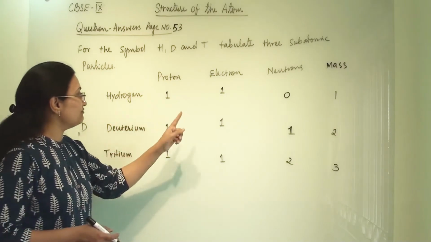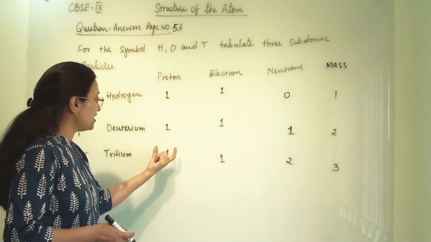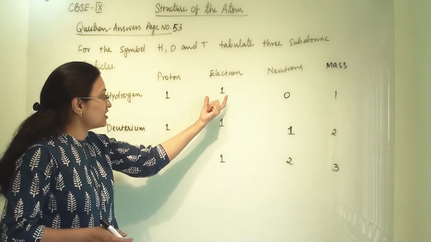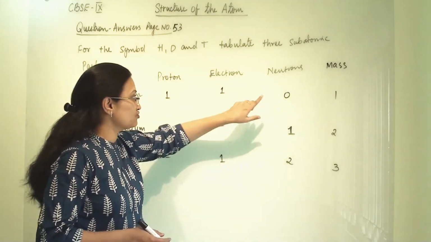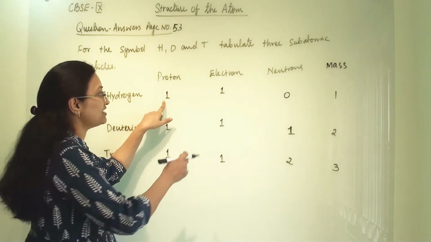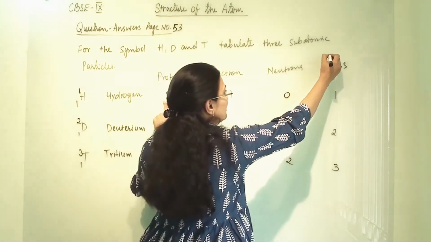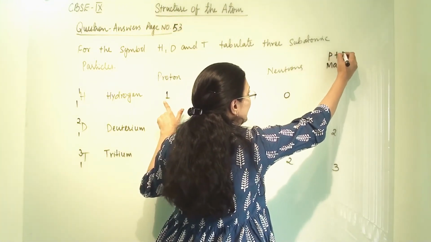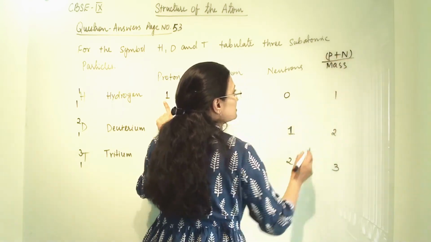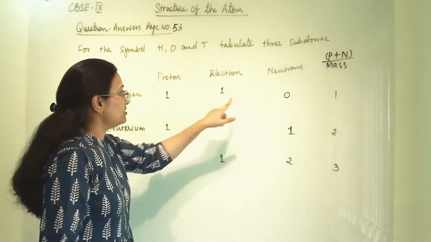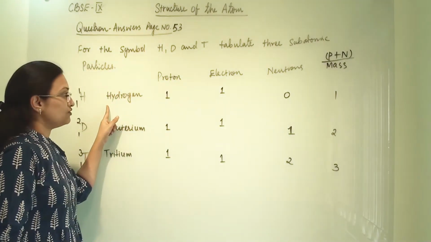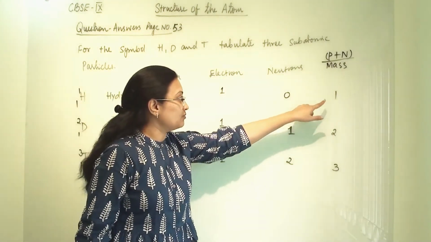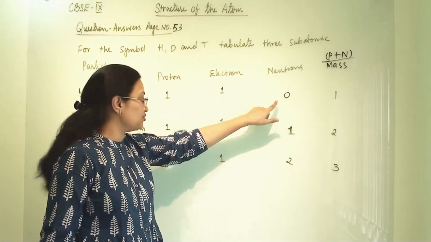So where is the difference? Proton count will remain same. Electron count will remain same. But hydrogen has no neutron. So here if proton and neutron we will add, because number of proton and number of neutron will give us atomic mass. So 1 plus 0 equals to 1. So here hydrogen's atomic mass will be 1 because here neutron count is 0.